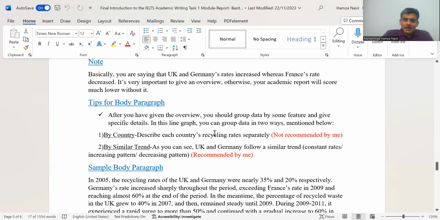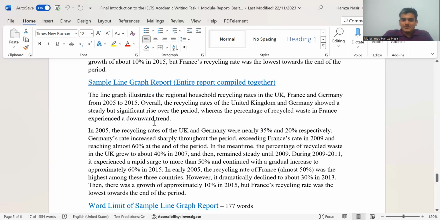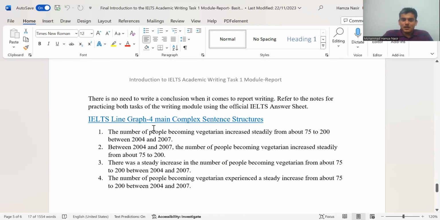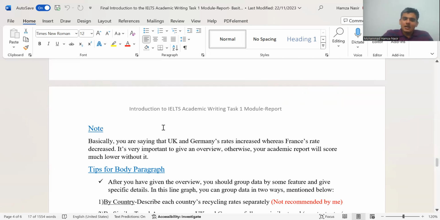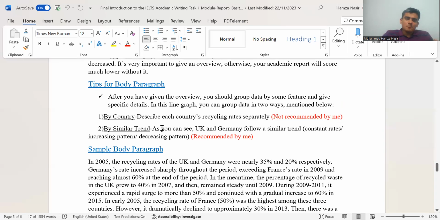Then there is something to note, which is quite important. Basically, you're saying that UK and Germany's rates increased, whereas France's rate decreased. So it's very important to give an overview. Otherwise, your academic report will score much lower without it. Next up, you talk about tips for the body paragraph.